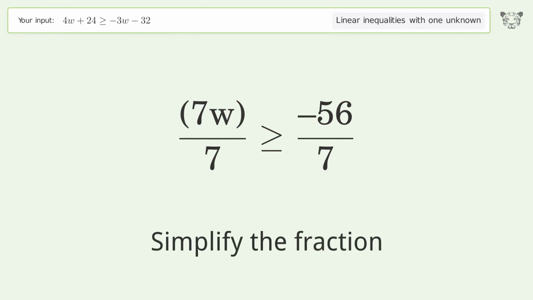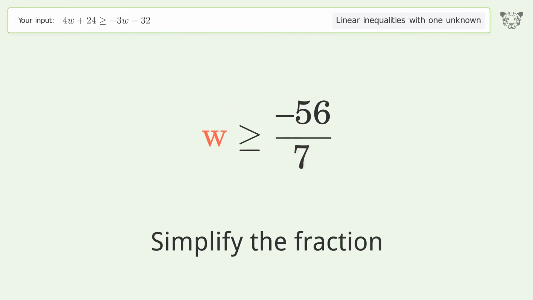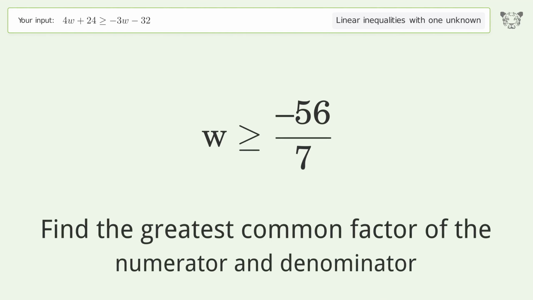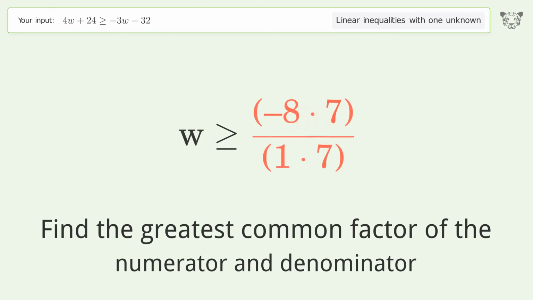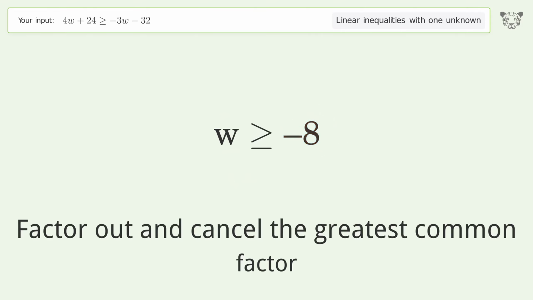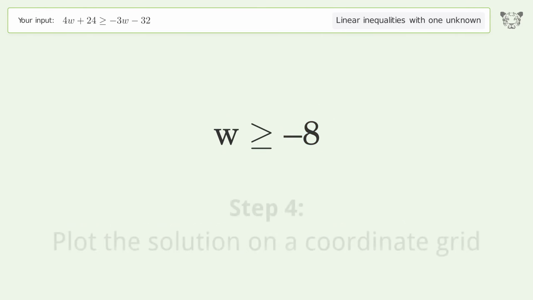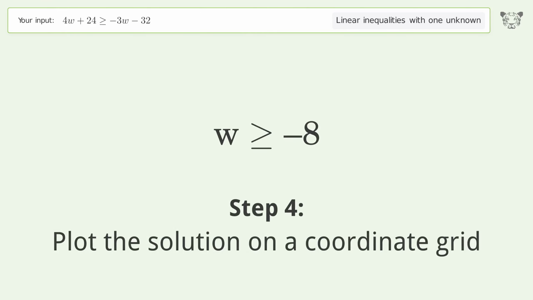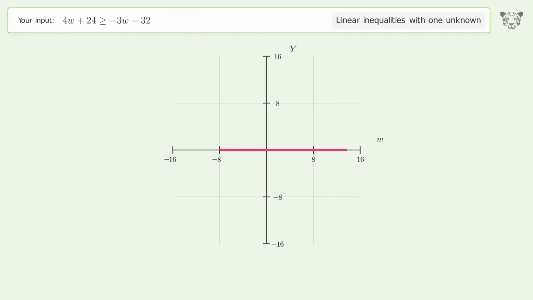Simplify the fraction. Find the greatest common factor of the numerator and denominator. Factor out and cancel the greatest common factor. Plot the solution on a coordinate grid. And so the final result is w equal or greater than -8.